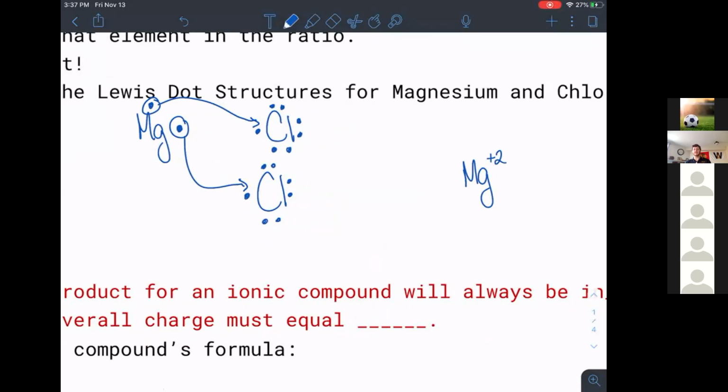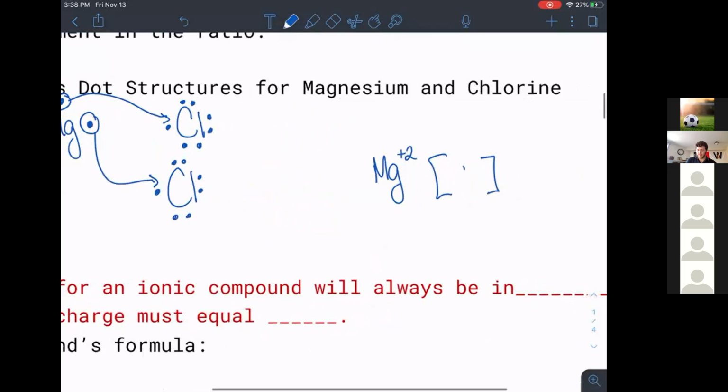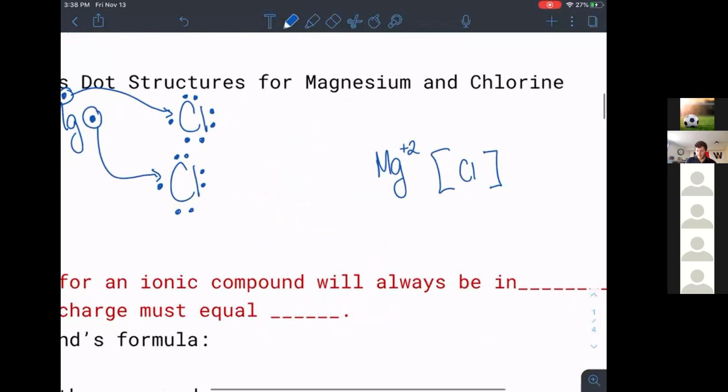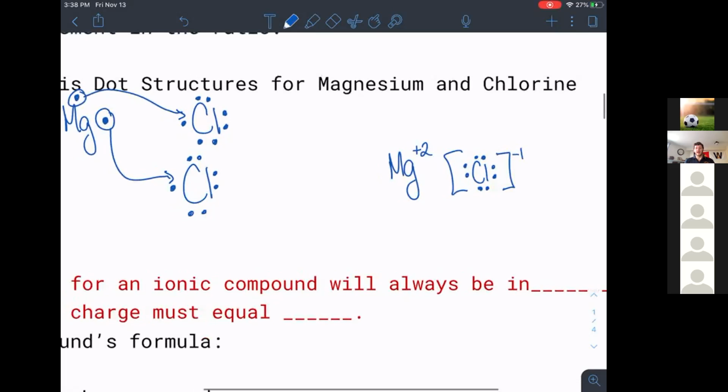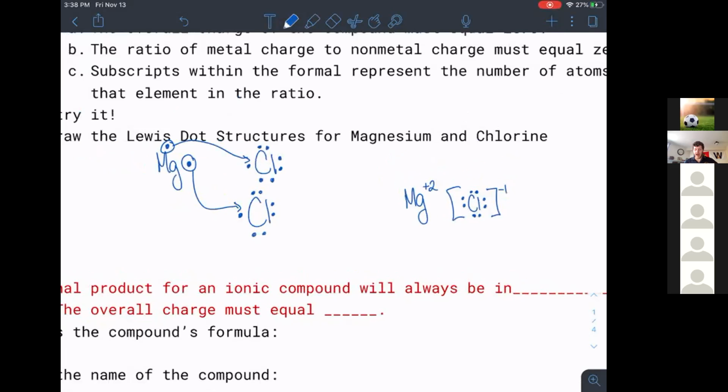Right next to that magnesium with its positive 2 charge, I need to draw my chlorine as an ion. So I put my chlorine in brackets and I put my 8 valence electrons around it to show that it gained electrons. And how many electrons did one chlorine atom gain? 1. It gained 1 valence electron. So what's my charge on one chlorine atom? -1. Beautiful.